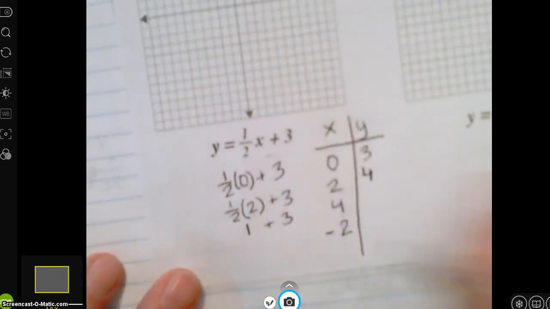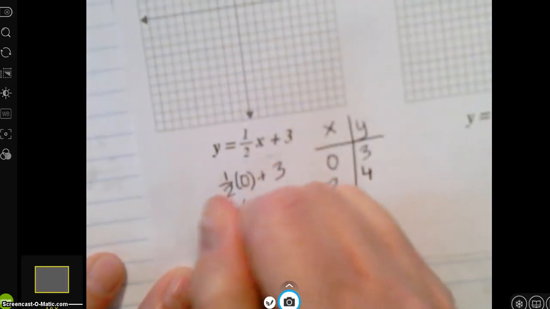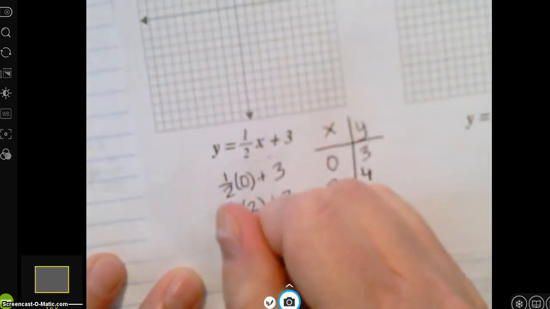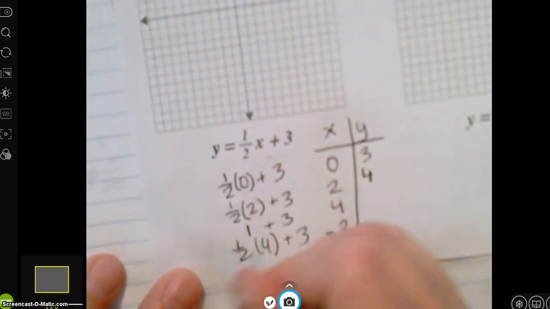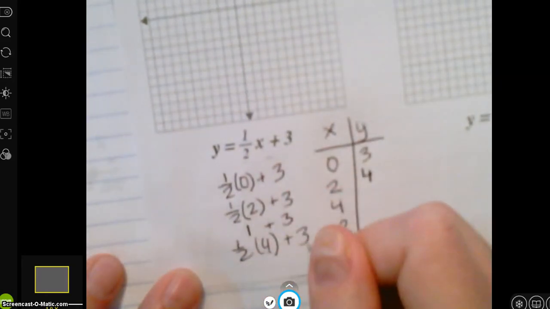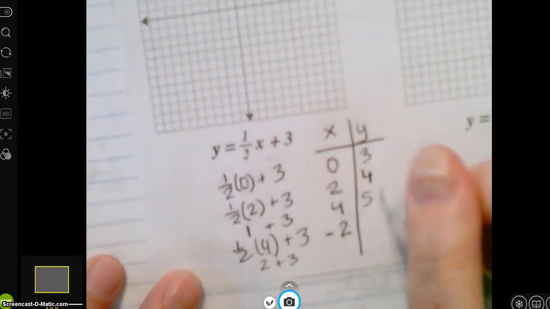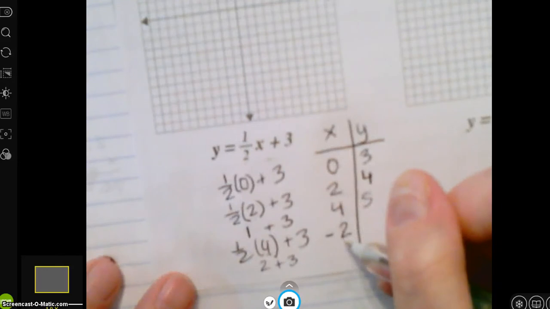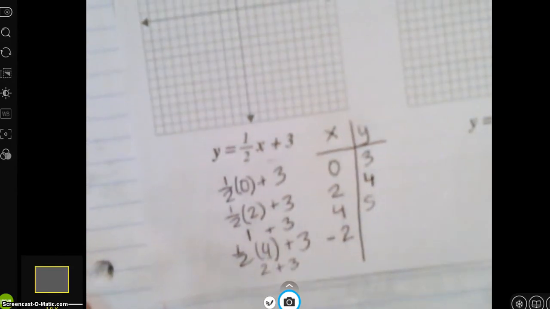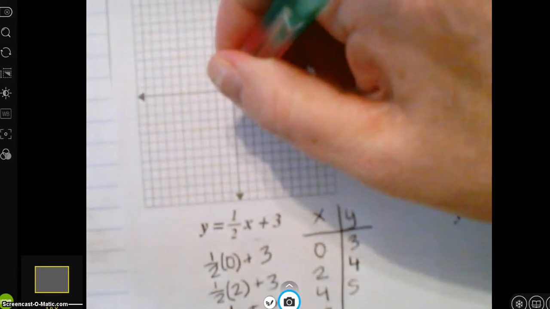Okay, now we do it again. Half of x. We already did this one, we already did this one, we're going to do 4. Half of 4 plus 3. Half of 4 is 2, plus 3 is 5. So you can probably see a little pattern developing here, right? I know we're going to mess it up here because of the negative 2. But now, all we have to do is graph our points. First point, 0, 3.